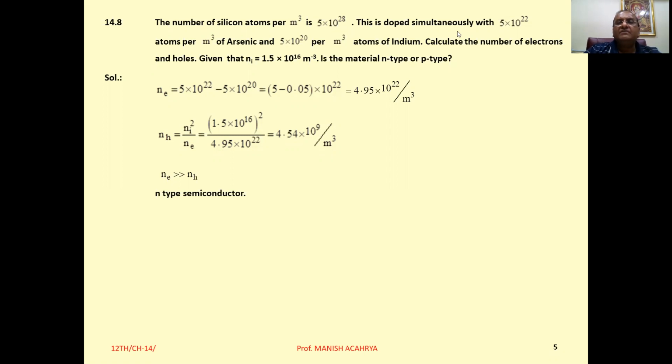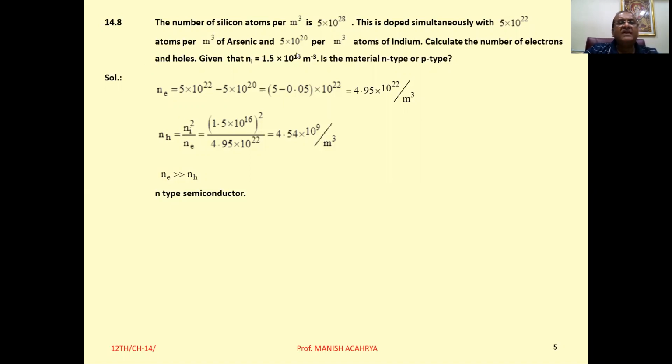This is doped simultaneously with 5 into 10 raised to 22 atoms per meter cube of arsenic and 5 into 10 raised to 20 per meter cube atoms of indium. Calculate the number of electrons and holes given that Ni equal to 1.5 into 10 raised to 16 per meter cube. Is the material N type or P type?